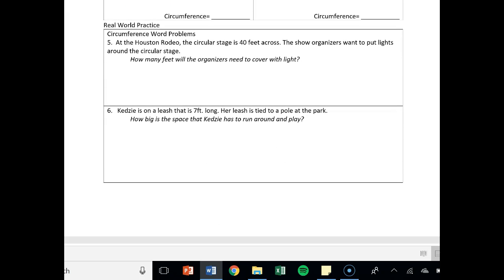All right, so for number 5, at a Houston rodeo, the circular stage is 40 feet across. If you highlight circular stage is 40 feet across, first of all, you know you're working with a circle. There's your shape, right? And then the other thing you notice is 40 feet across that shape is going to be your diameter, right? So maybe you go ahead and you draw your circle, and then 40 feet across, diameter, right? The show organizers want to put lights around the circular stage. So around the circular stage should be highlighted.